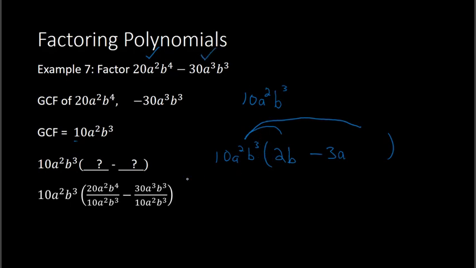So no matter which way I do this, I will get the same answer. If I divide to figure out these two terms, or just think in your head what do you have to multiply by to get back out what I started with, either way we get our final answer. So it is 10a squared b to the third times parentheses 2b minus 3a.